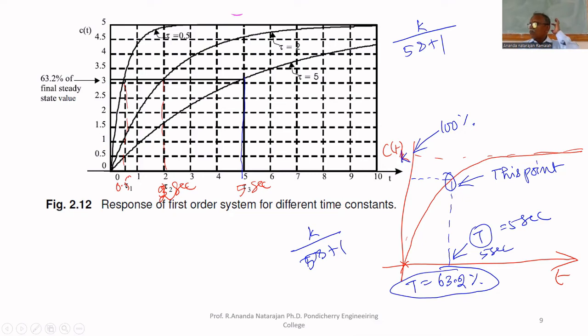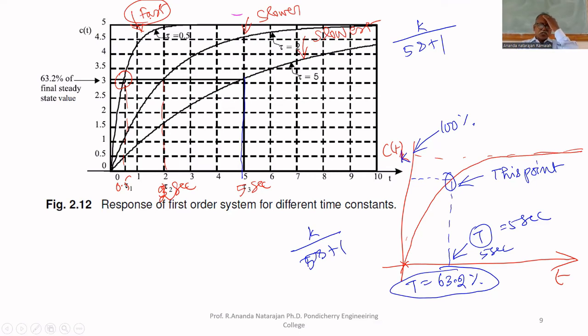and the third system takes 5 seconds to reach 63.2% of the final value. Which is faster? The first system, which takes only 0.5 seconds to reach 63.2% of the final value. Therefore, by the time constant, this is the fast system. Then this is a slow system, and this is the slowest system. This is the fast system because the time constant is 0.5.